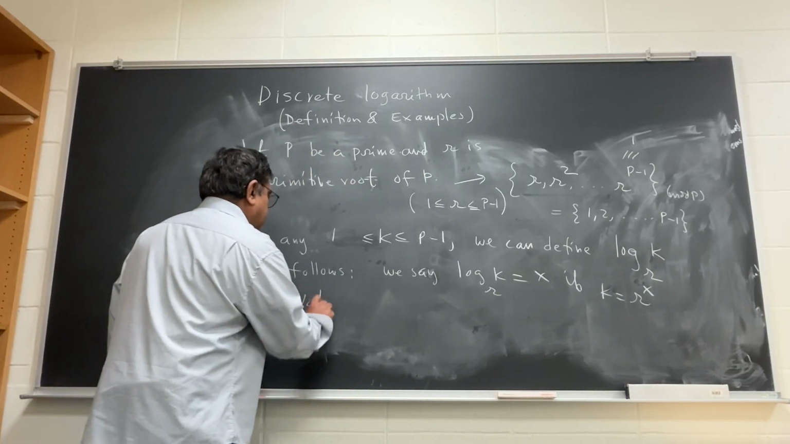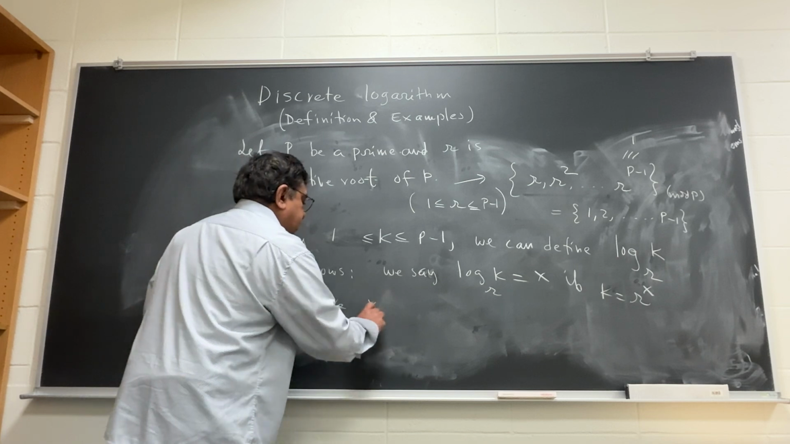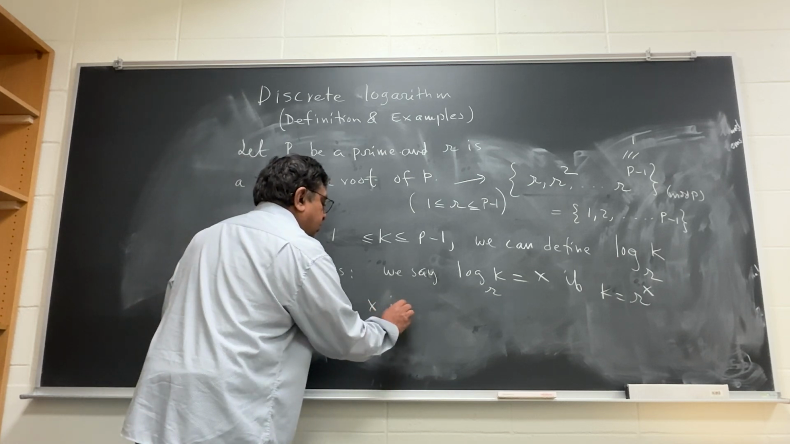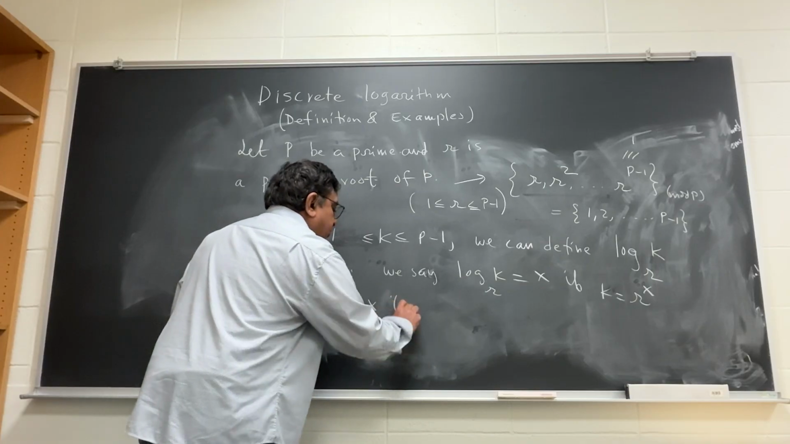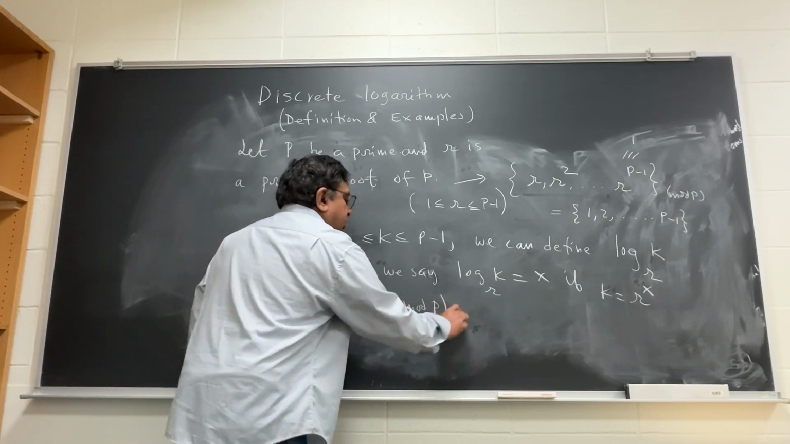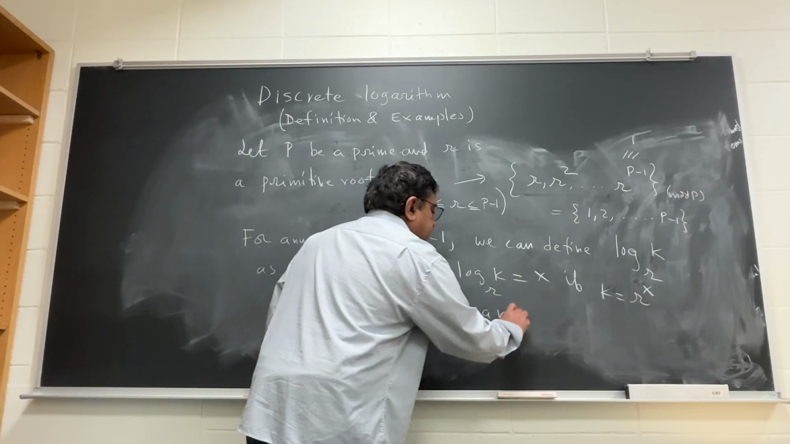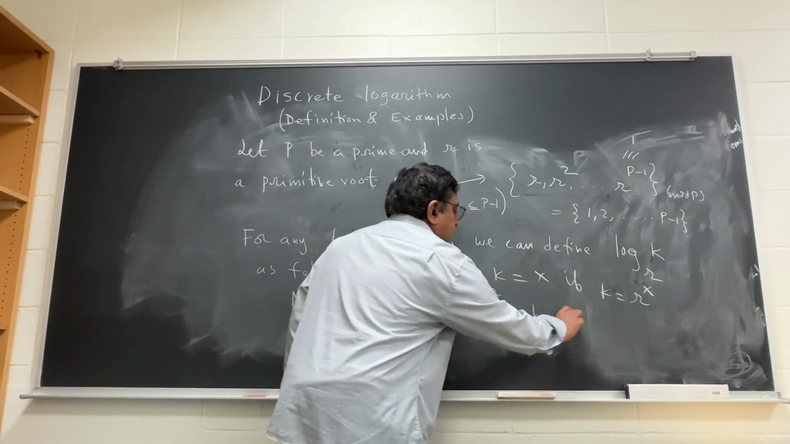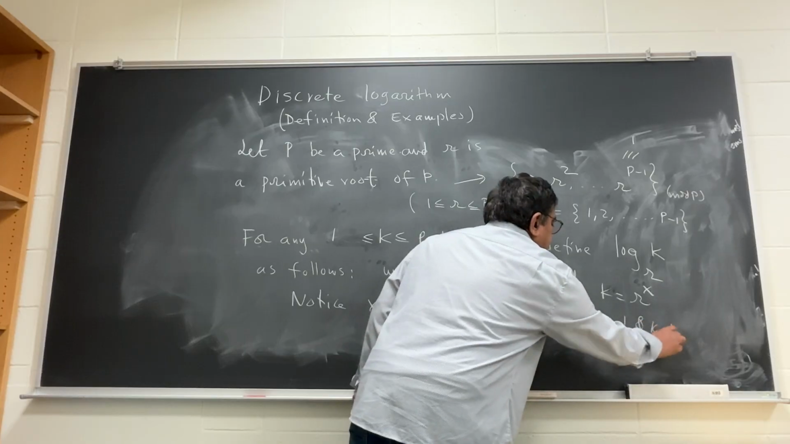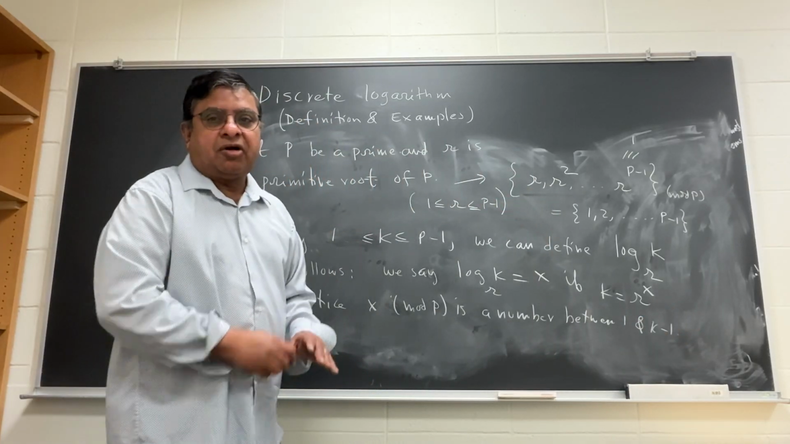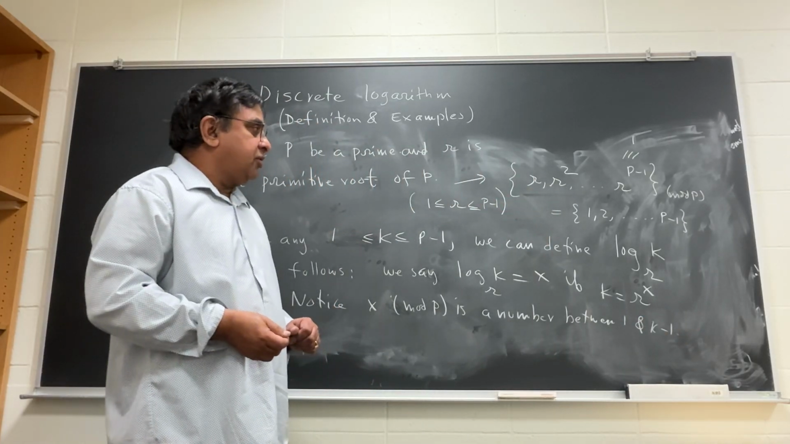Notice x mod P is a number between 1 and P minus 1. Okay? So all these things are integers.